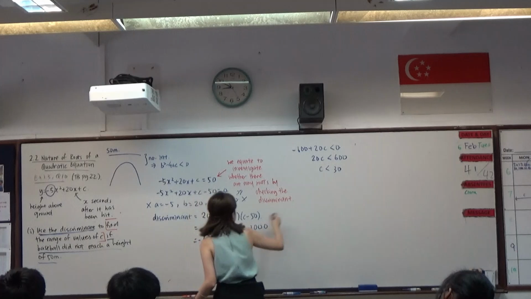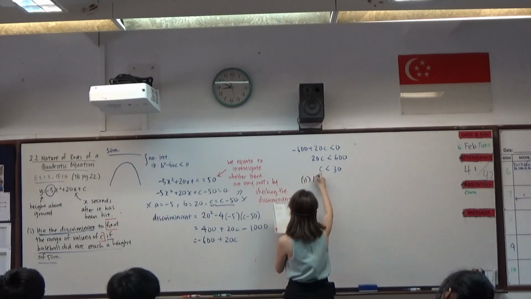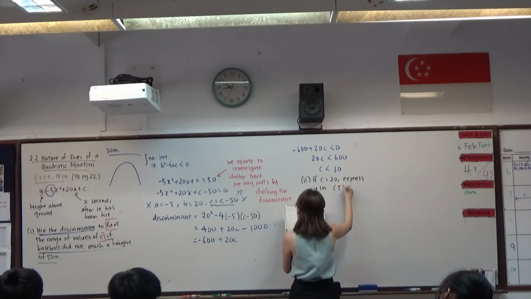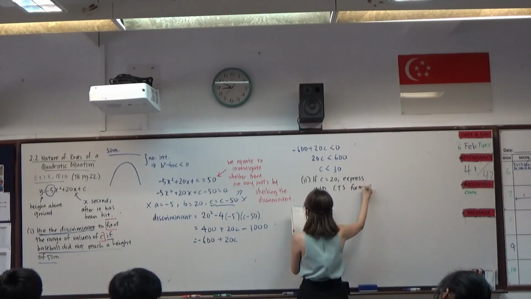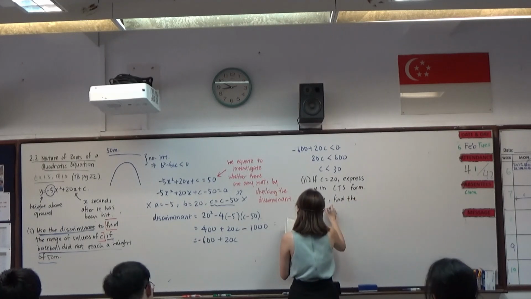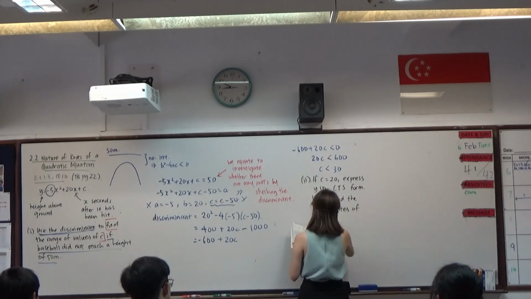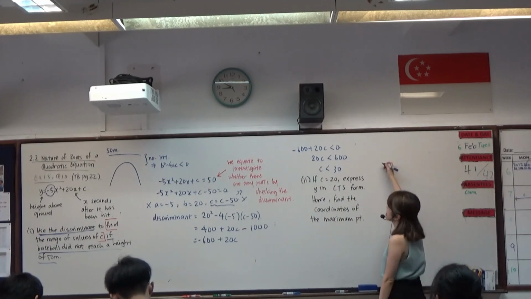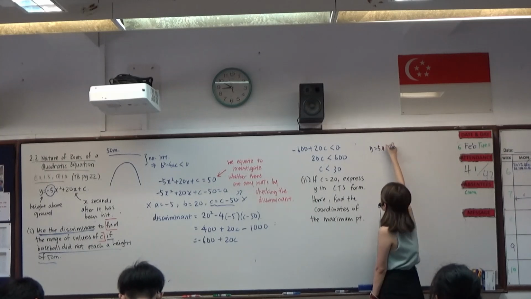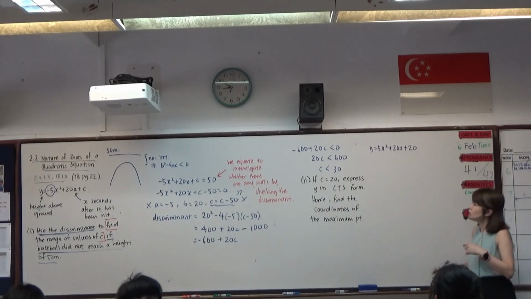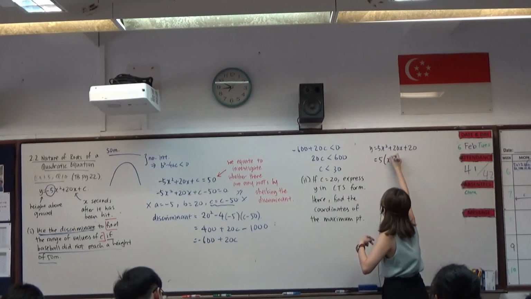Let's really finish this up. Part 2. If C equals 20, express y in your completed square form. And then hence find the coordinates of the maximum point. So the question specified that C is equal to 20. So we replace the C by 20. Then we do our completing the square, which you should be skillful at by now.